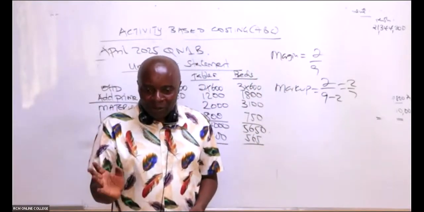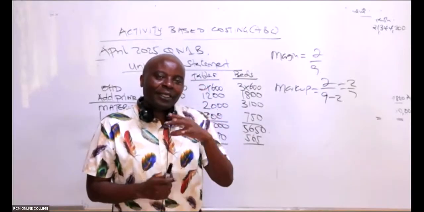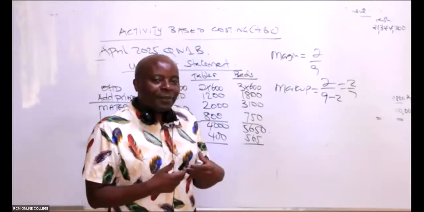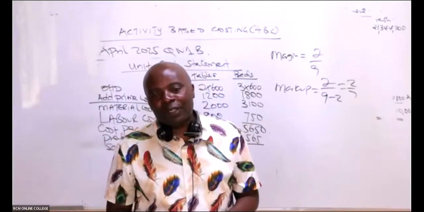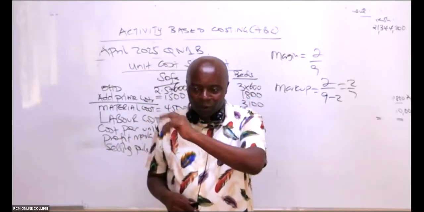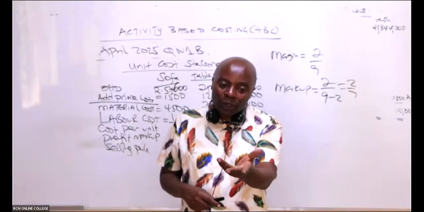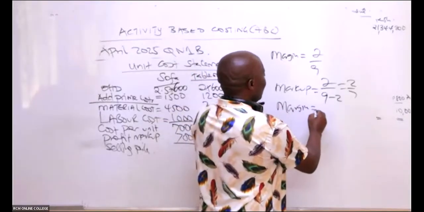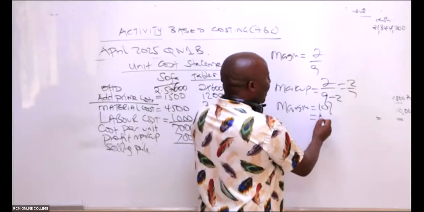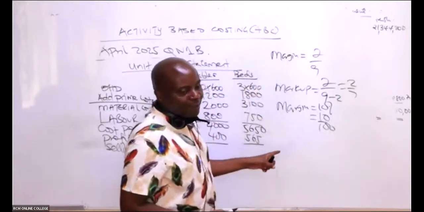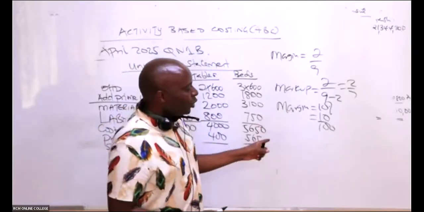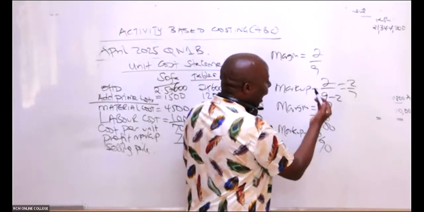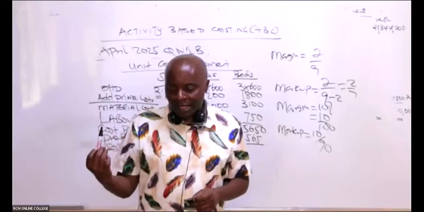And if you look at your past papers, they'll give you costs, but in the additional information, they'll tell you that margin is 10%. I'm an economics student. I know at the end of the day, margin can never be multiplied with cost. It's markup that can be multiplied with cost to get profit. If they tell you margin is 10%, 10% is the same as 10 over 100. So if margin is 10 over 100, then markup will be 10 over 90, which is the same as 1 over 9.